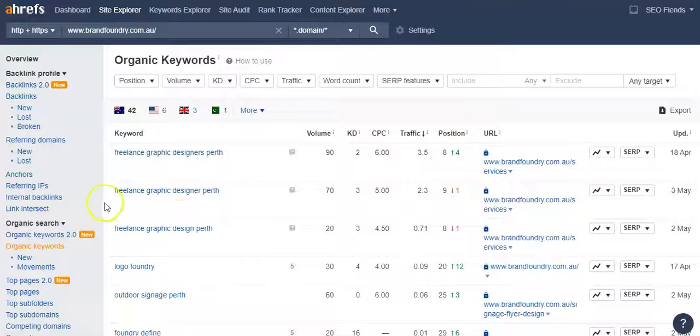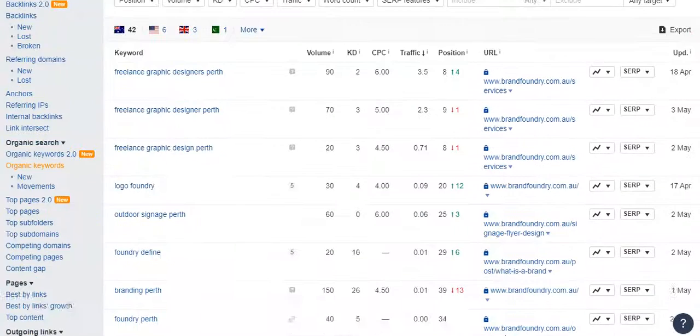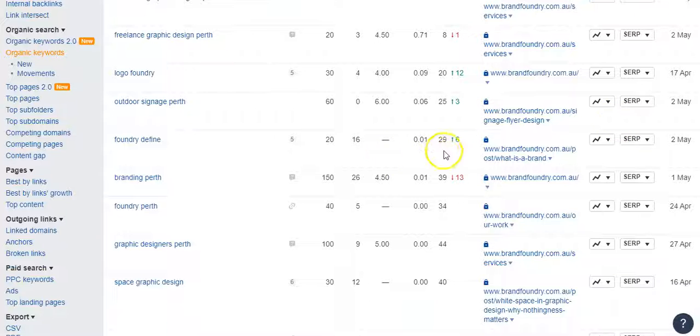Okay, so this one's the same, except it has no S on designer. 70 searches, 2.3. You're still on position 9. So you've got a couple there on page 1. But then it goes into page 2, page 3, page 4, and so on, page 5 for these ones.